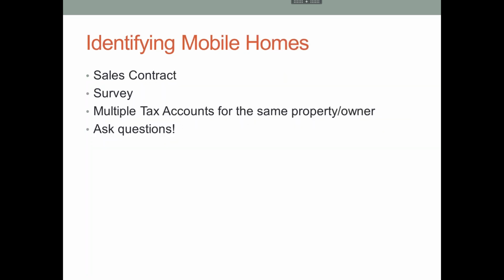So again, easy ways to identify a mobile home and avoid issues like this altogether. Number one is your sales contract. Generally, a manufactured home that's going to be treated as real property shouldn't be on a vacant property contract. So check your sales contract. Number two, the easiest way to see them is on the survey.